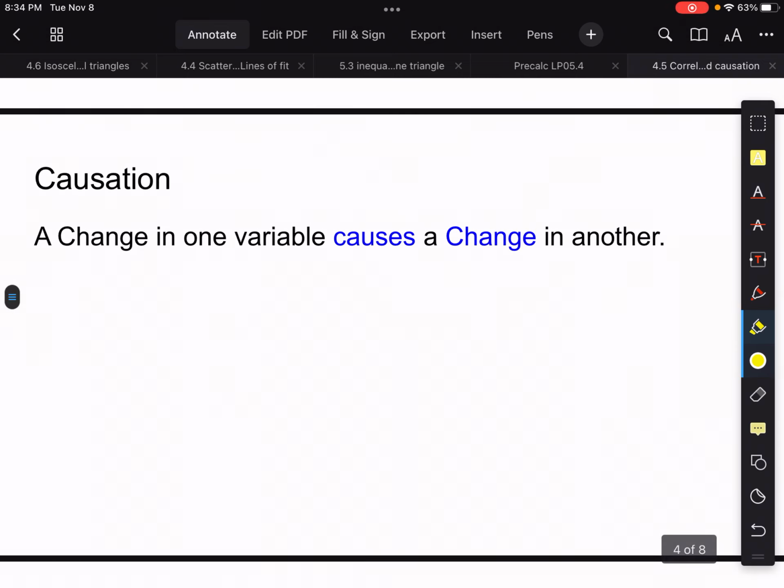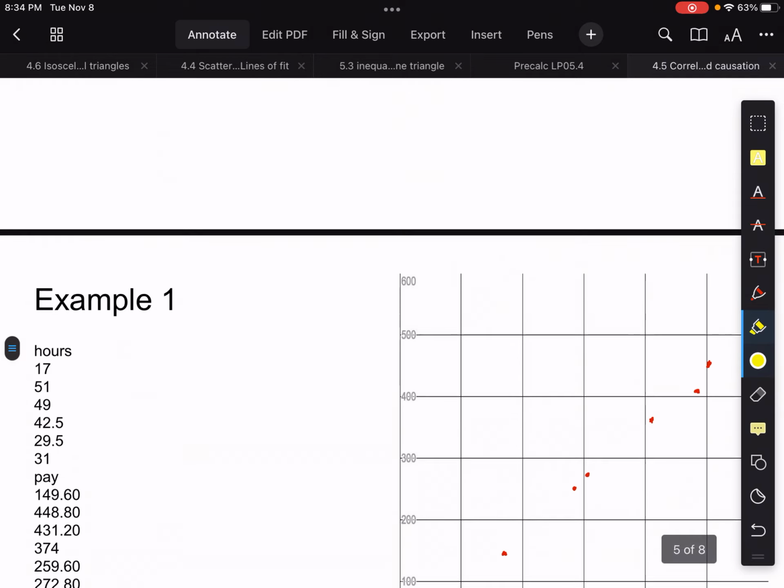Causation is when a change in one variable actually causes a change in another. Looking at this definition is a good way of actually identifying whether or not something has causation. Does a change in one cause a change in the other? Okay, that's a good question to ask.